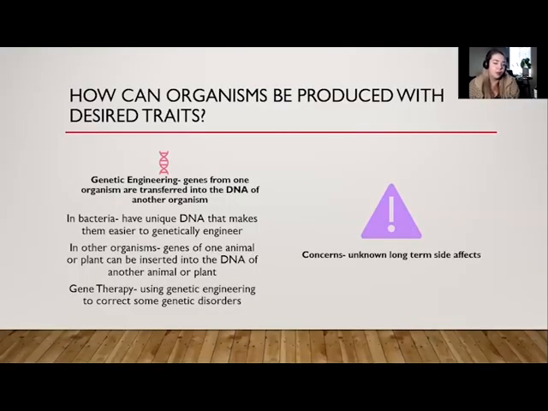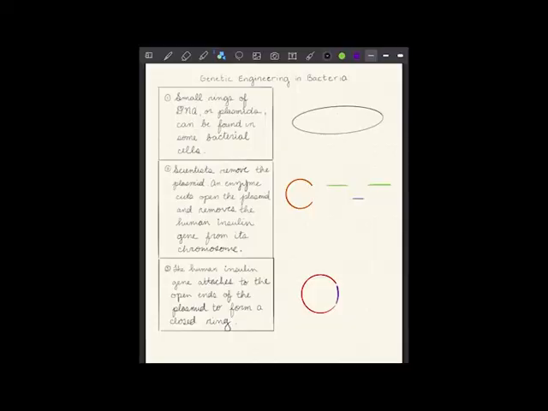And the last way that we can produce an organism with desired traits is through genetic engineering. And this occurs when genes from one organism are transferred into the DNA of another organism. We're going to talk about the way that genetic engineering happens in bacteria. Bacteria have a really special quality that makes them excellent candidates for genetic engineering, especially genetic engineering that makes drugs or hormones for humans. And we're going to talk about why right now.